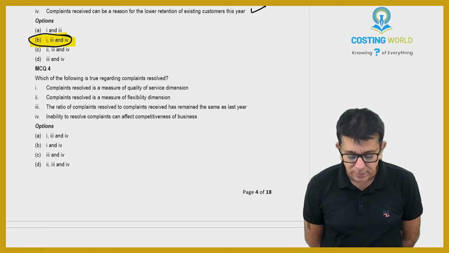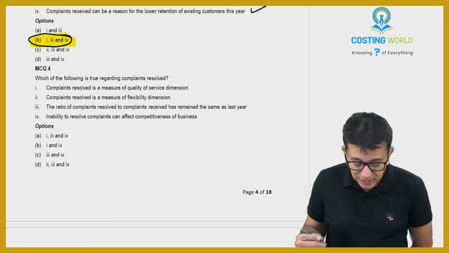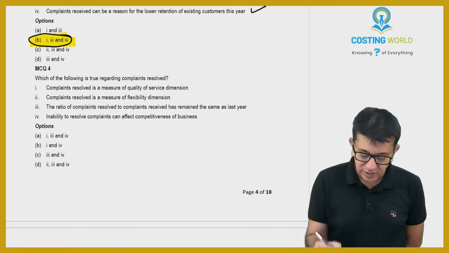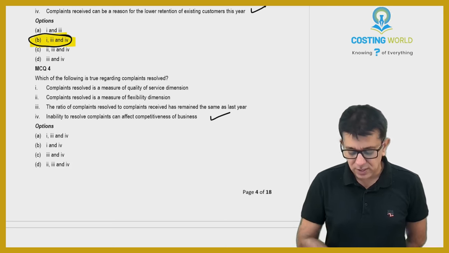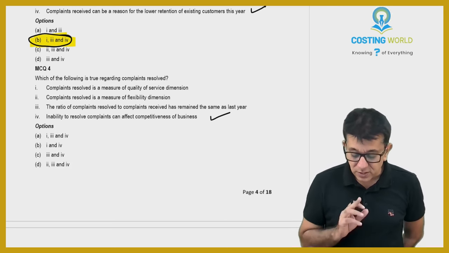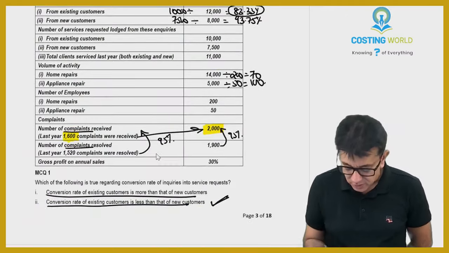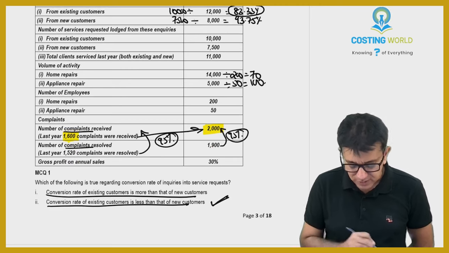Inability to resolve the complaints can affect the competitiveness of the business. Now, one thing I will definitely say: if you cannot resolve the complaints, then it will affect your business for sure. The ratio of complaints resolved to complaints received has remained the same as last year. I think so. That is 95% in both the cases, beta.